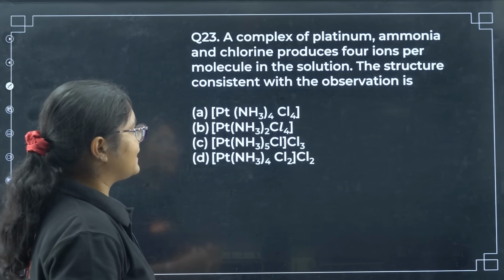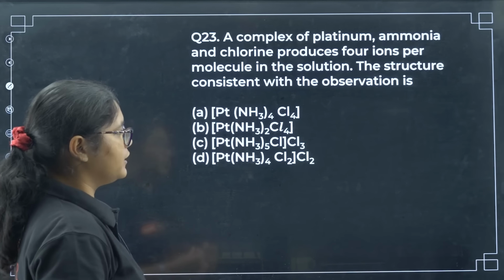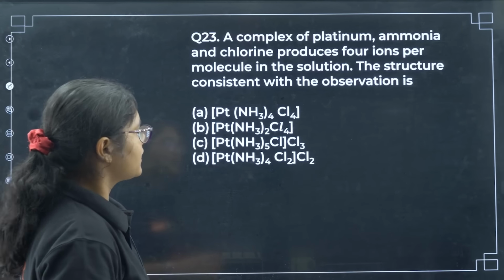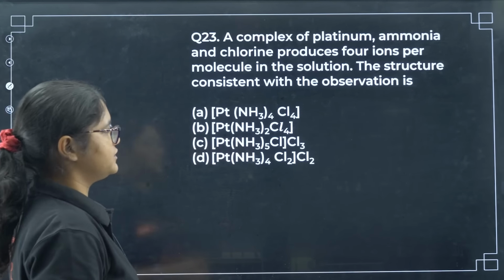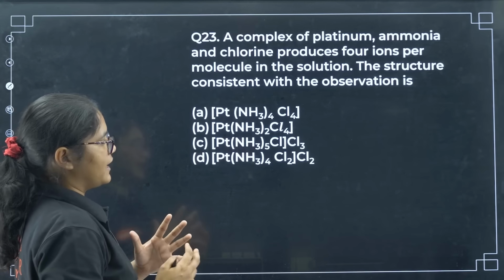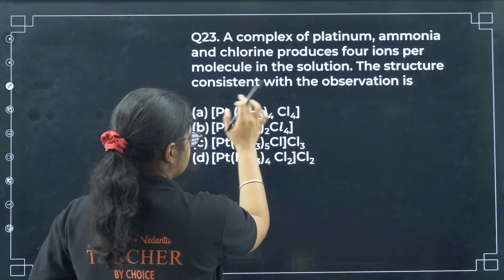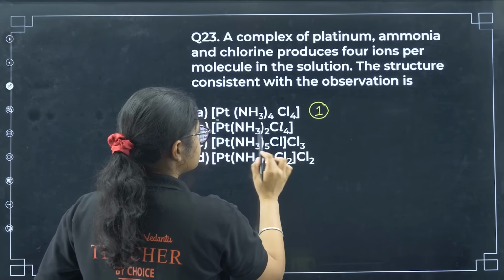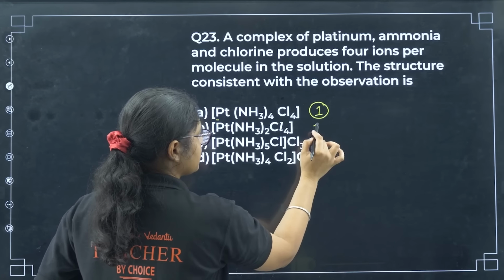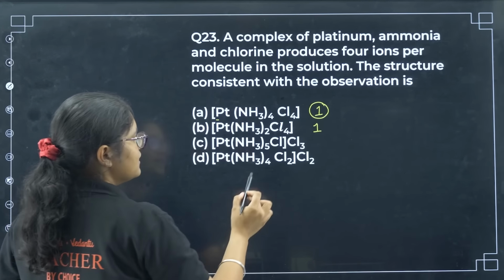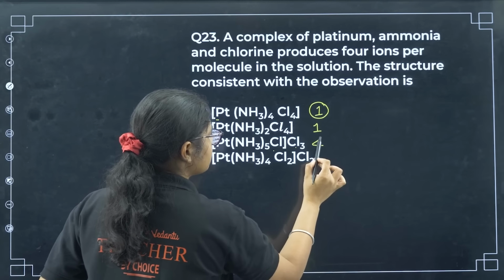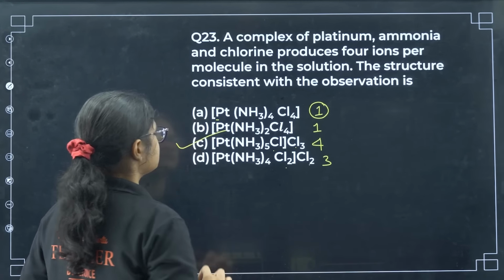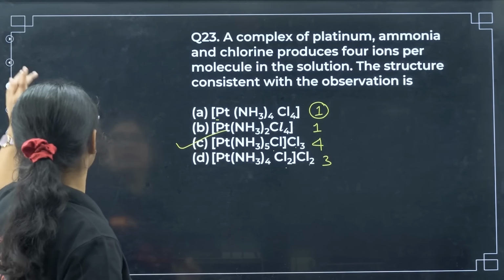A complex of platinum, ammonia and chlorine produces 4 ions per molecule in the solution. The structure consistent with the observation is? So you have 4 ions. If I see this particular structure, this is a whole complex, it will give me only 1 ion. If I see here, this one as a whole complex will remain, this one will also give me 1 ion. Here 3 and 1, so this will give me 4 ions. Here 2 and 1, this will give me 3 ions. So correct answer will be option number C here.